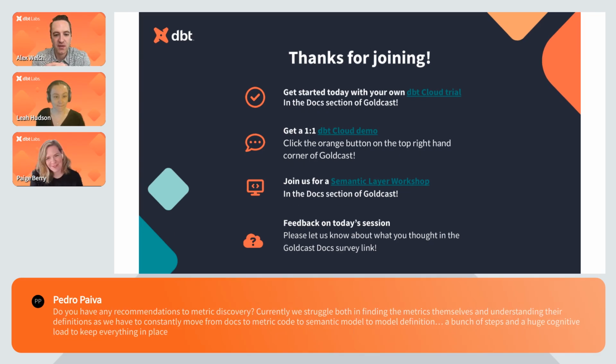All righty. Next up, do you have any recommendations for metric discovery? Currently, we struggle both in finding the metrics themselves and understanding their definitions, as we have to constantly move from docs to metric code to semantic model to model definition, a bunch of steps and a huge cognitive load to keep everything in place.